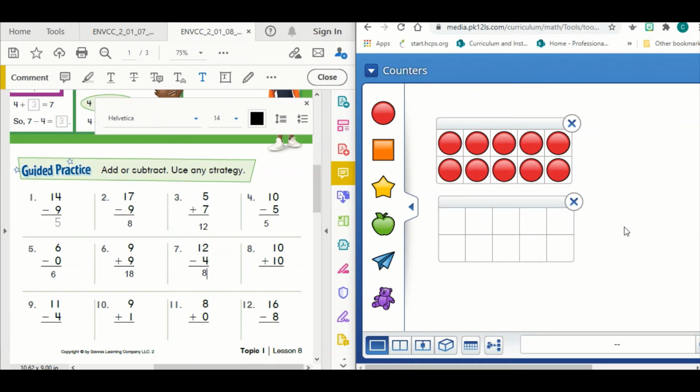Number 8. It says 10 plus 10. I have a full 10 frame. If this was another full 10 frame, that would be 10 plus 10, and that would be 20.